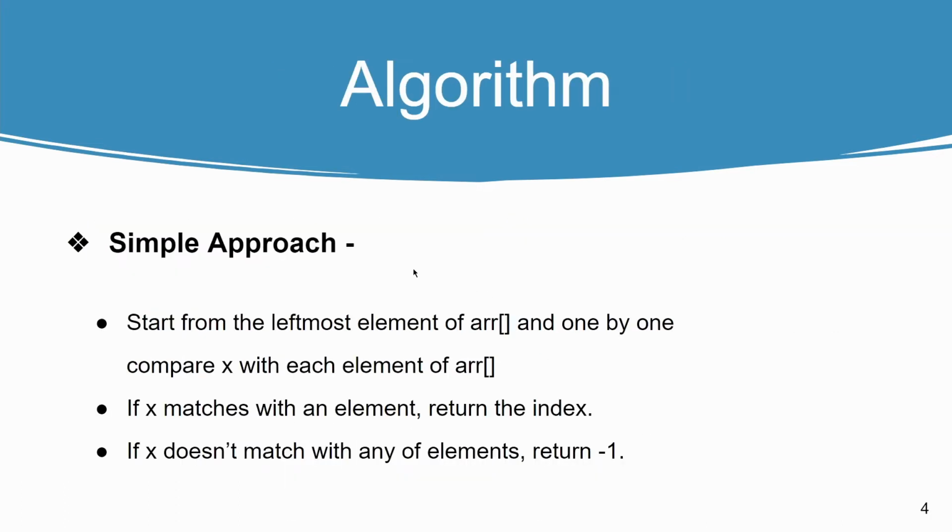So you would see the algorithm. So this is a very simple approach. You have to start from the leftmost element of the array and one by one compare x with each element of the array. So x is the element which we desire, which we want to find. So if x matches with an element, return the index where the element is. And if x doesn't match with any of the elements, return -1.